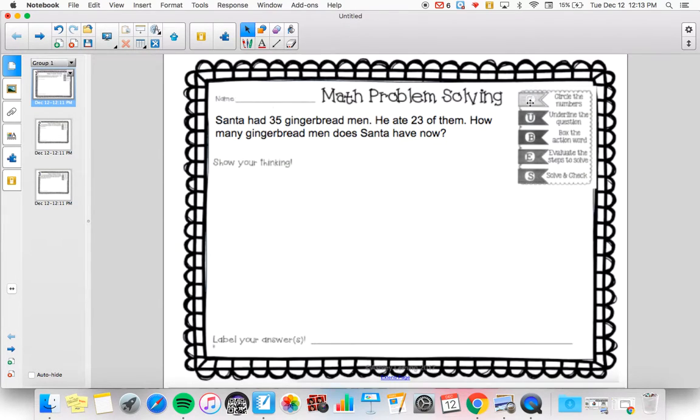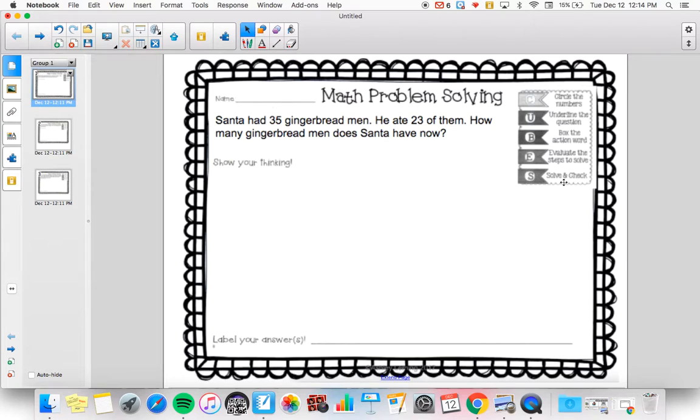It's called CUBES, and it means that we teach them the strategy of how to attack a word problem. The first thing we ask them to do is circle the numbers. Then we ask them to underline the question, to box any action words that are giving them clues to what they might need to do in order to solve this word problem. And then we ask them to evaluate what they're going to be doing. What is the operation? Is it addition? Is it subtraction? What kind of number sentence or equation should they have? And where does the box go initially?